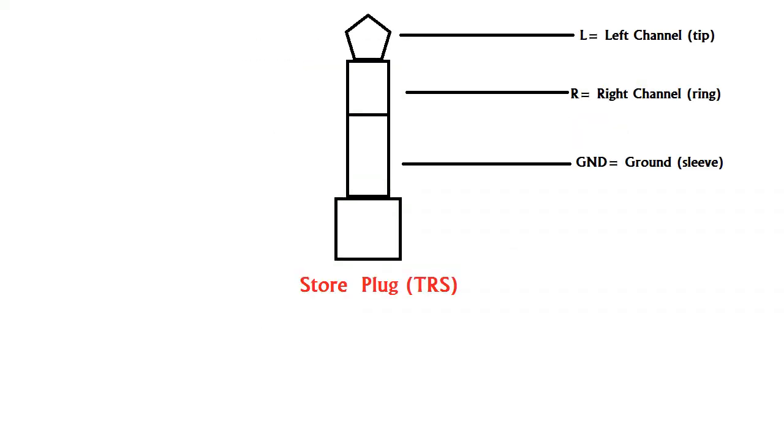Let's talk about the stereo plug TRS, which has three poles: left channel, right channel, and the ground. It is a popular headset plug in the world. You can see in the picture, L means left channel tip, and R means right channel ring, and G and D means ground or the sleeve.